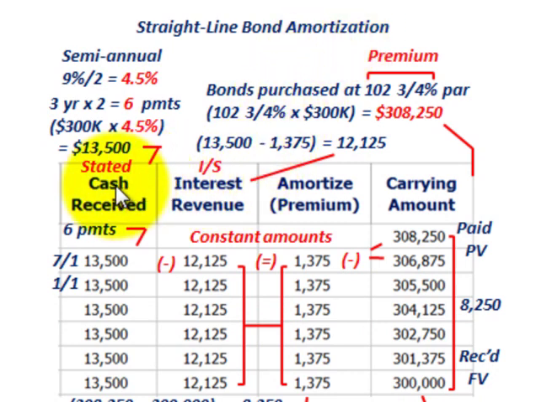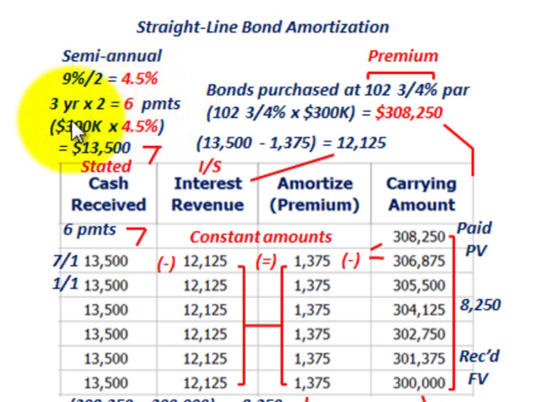Now in both cases here, for straight line and the effective interest method, we have to set up our amortization schedule. So let's look at it here, and we'll start out with the cash that we're going to receive for those semi-annual interest payments. So we have a 9% interest rate per year. Divide that by 2, so you're going to get a 4.5% interest rate semi-annually. You've got 3 years on the bonds, 2 semi-annual payments, so you're going to have 6 total payments here.